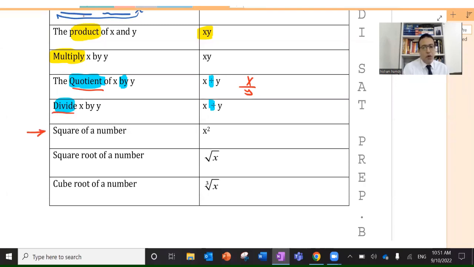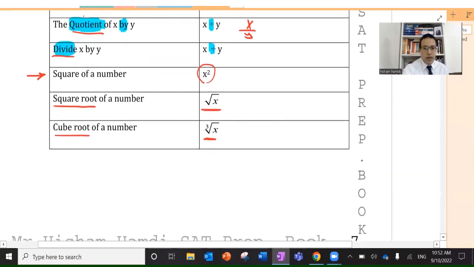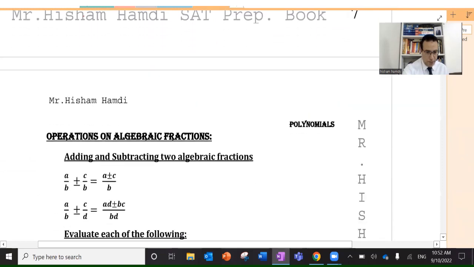Finally, square of a number is x squared, but square root is the root of x. Cube root is the cubic root of x. This is how we change from algebraic words to algebraic expressions using division, multiplication, addition, or subtraction.